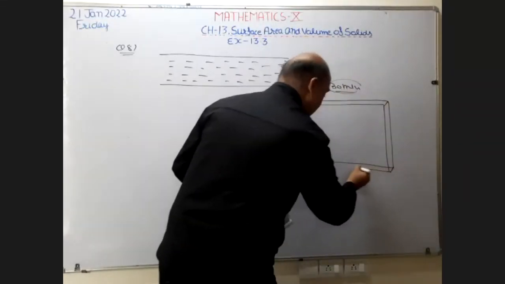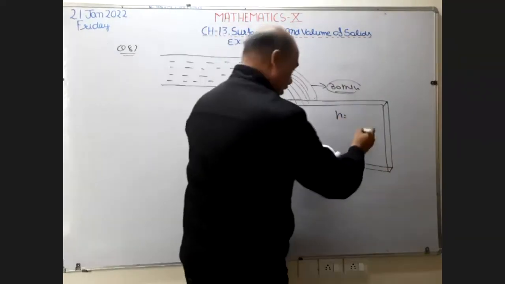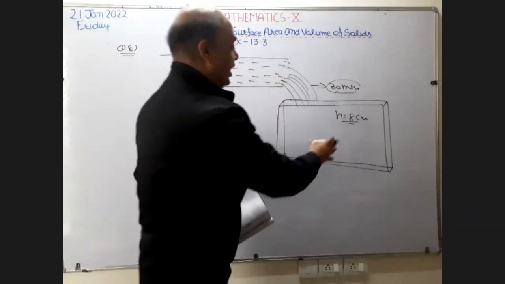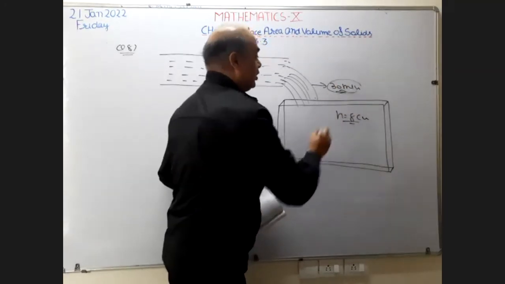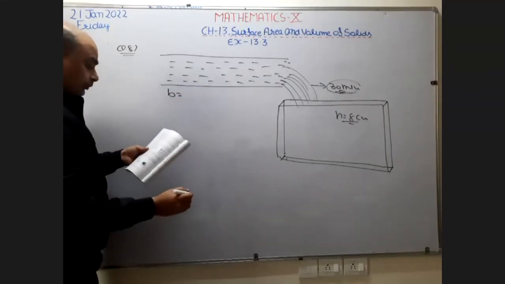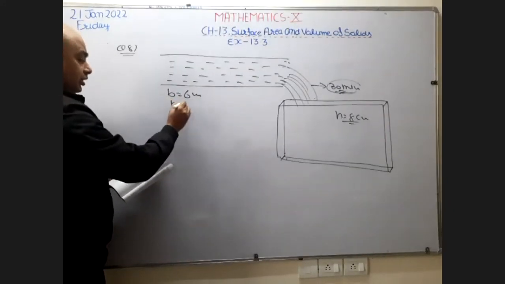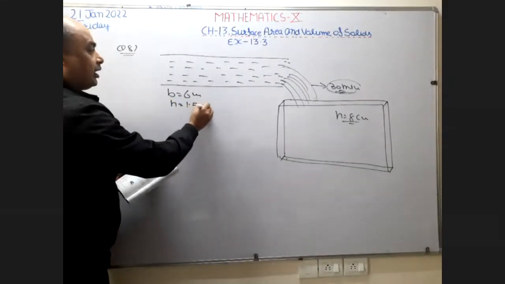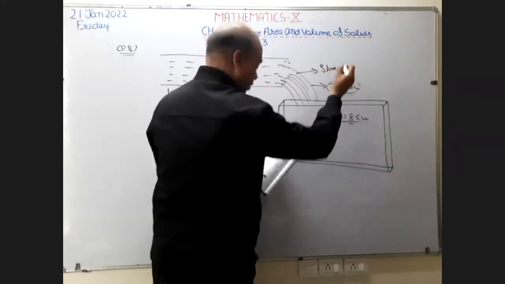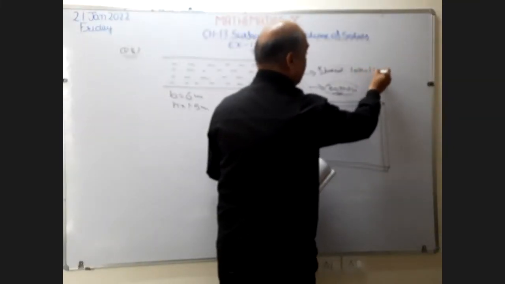So the question is, if 8 centimeters of water is required in this field, it means the height of the water in the field is given as 8 centimeters. Now the question is how much area will be irrigated in 30 minutes. What is given? The width of the canal, meaning the breadth, is 6 meters. The depth of the canal, meaning the height, is 1.5 meters. And the speed of the water is given, which is 10 kilometers per hour.